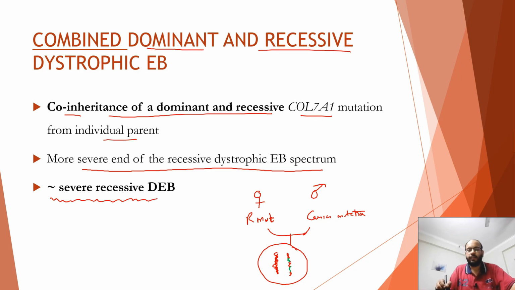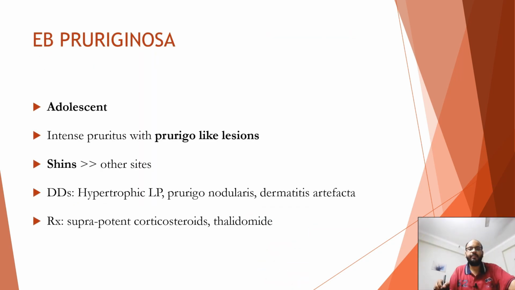Okay, let's move forward. EB pruriginosa. Now, this is one disorder that we usually come across during our discussions or during our OPD visits. It is mostly seen in adolescents. There is intense pruritus with prurigo-like lesions.